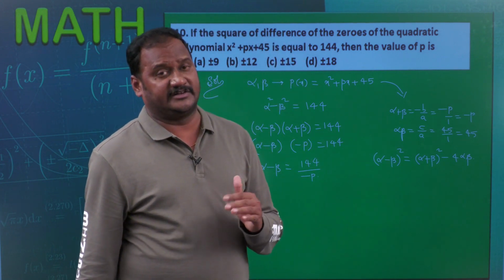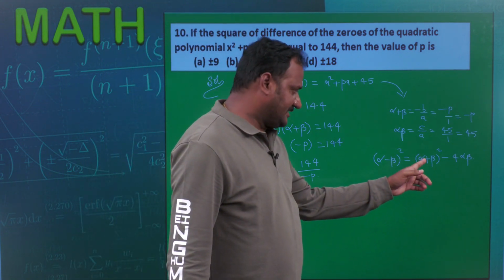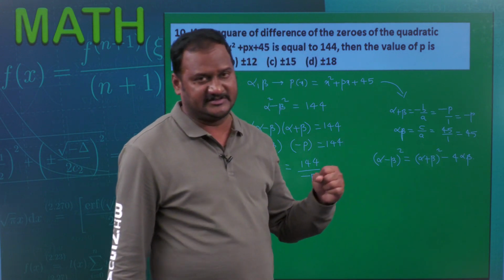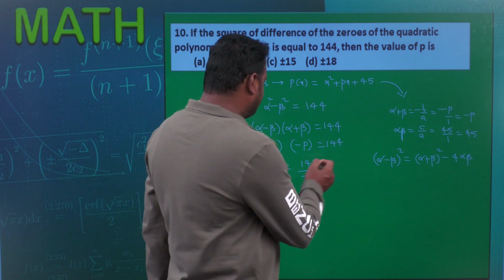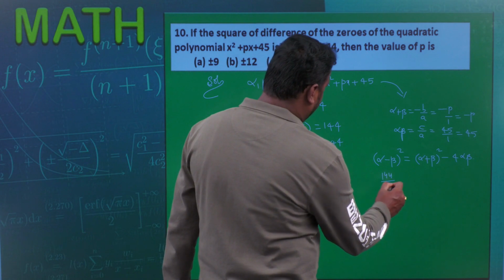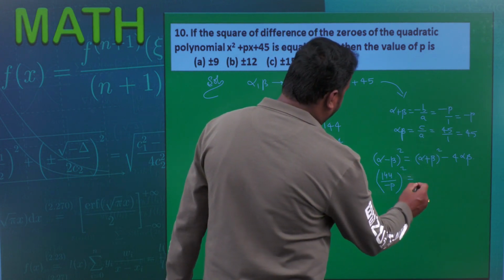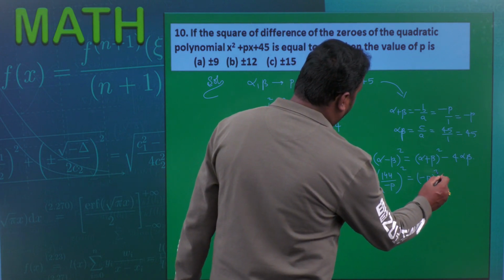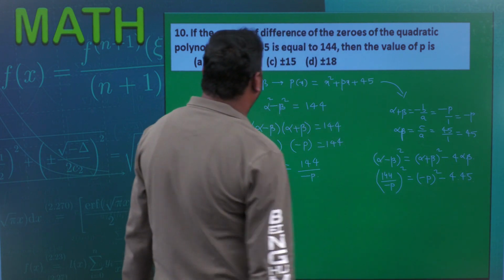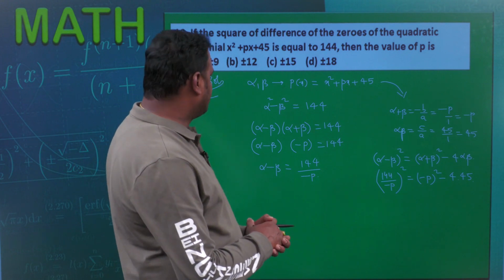What is a plus b whole square? a square plus b square plus 2ab. See here, alpha square plus beta square plus 2 alpha beta minus 4 alpha beta will become minus 2 alpha beta. It would be alpha minus beta whole square. Alpha minus beta is nothing but here 144 divided by minus p whole square is equal to alpha plus beta is minus p whole square minus 4 into alpha beta is equal to 45. So when you simplify, then you will get this value of p, if I am not wrong.